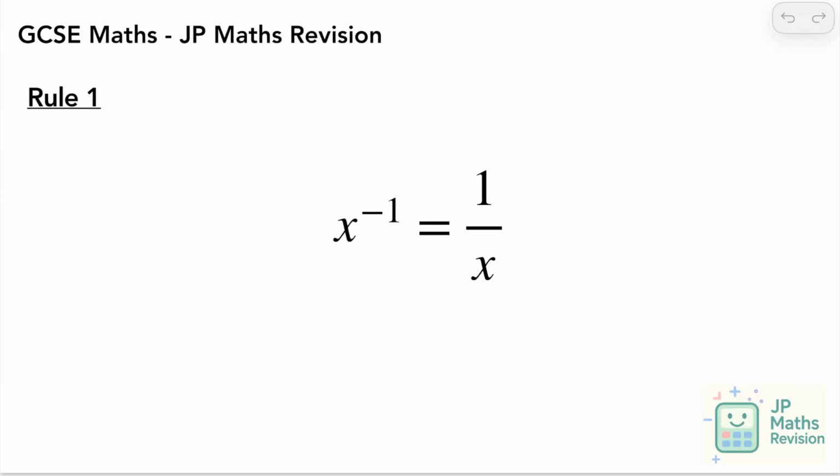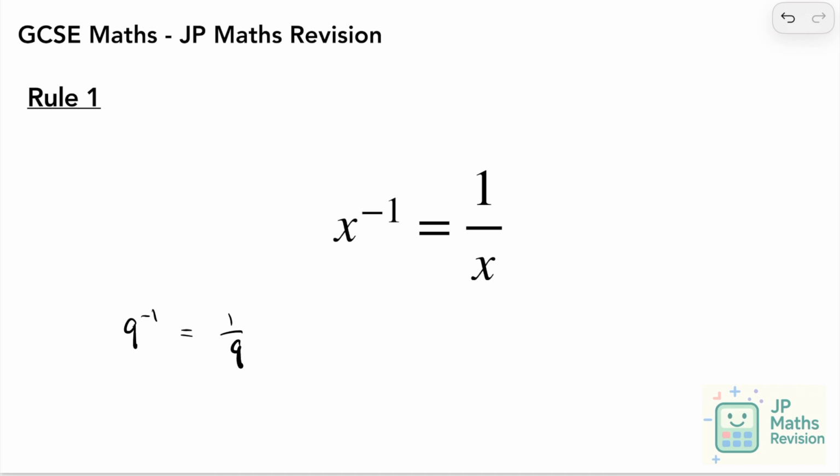So the first rule we need to be aware of is when we have x to the power of minus 1. So x to the power of minus 1 is always going to be the reciprocal of x. So in other words, it's going to be 1 over x. So if we had, say, 9 to the power of minus 1, that's going to be 1 over 9 because the reciprocal of 9 is 1 over 9.